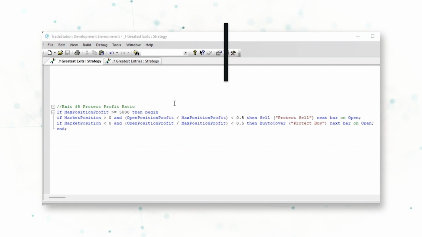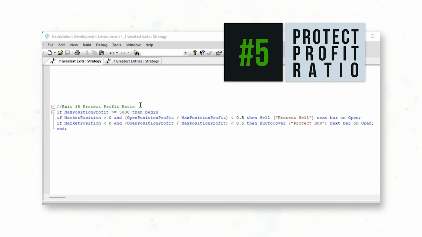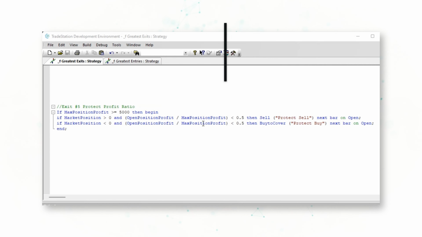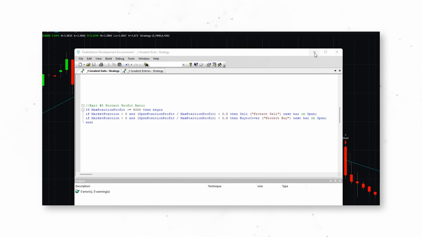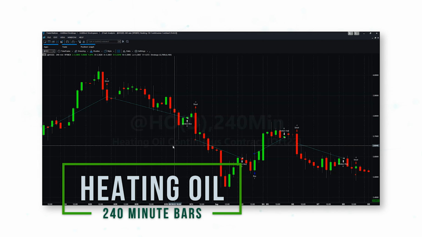Our next exit is a protect profit ratio. This is a similar idea to our trailing stop, but it's phrased a little bit differently here. If the max position profit is greater than a threshold of $5,000 per contract, the system is long, and the open position profit over the max position profit is less than 0.5. So if you've given back 50% of your gains, then get out of a position, vice versa if the market position is short.